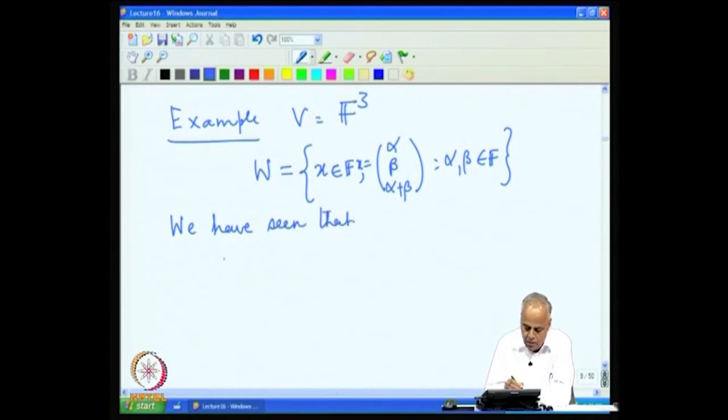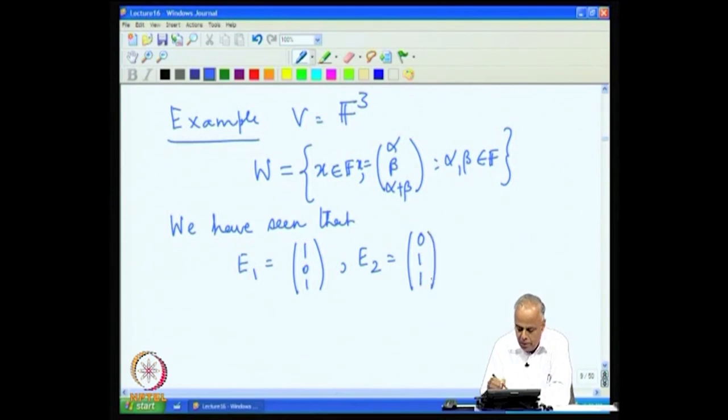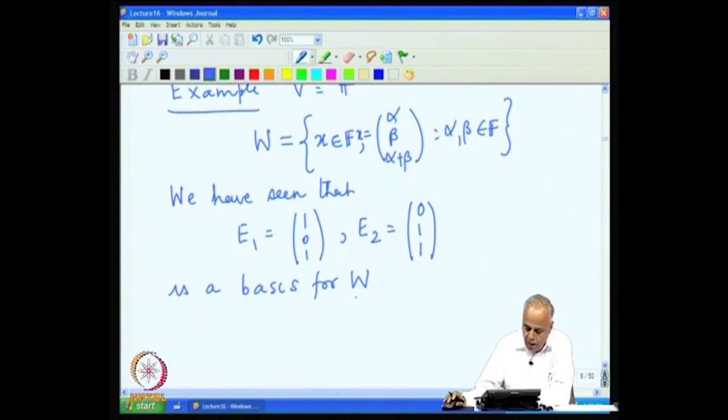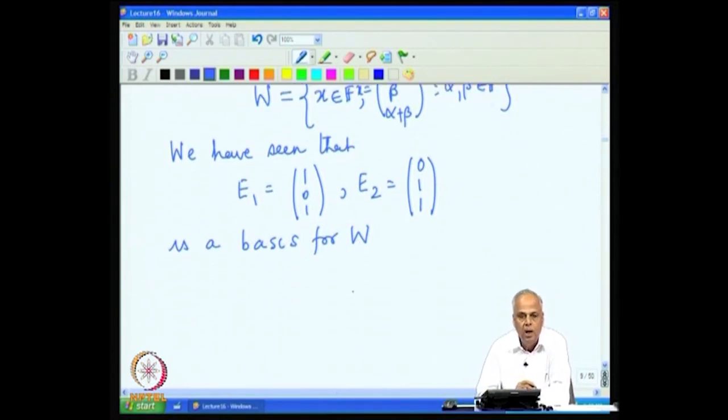We have already seen that, say, E1 equal to 1, 0, 1 by taking alpha equal to 1 and beta equal to 0, and E2 by taking alpha equal to 0 and beta equal to 1, is a basis for W. This is a basis for W because it is obviously linearly independent, and every vector in W is alpha times E1 plus beta times E2 for suitable alpha and beta. So, how many vectors are there in this basis? There are exactly 2 vectors, and therefore, dimension of W is equal to 2.